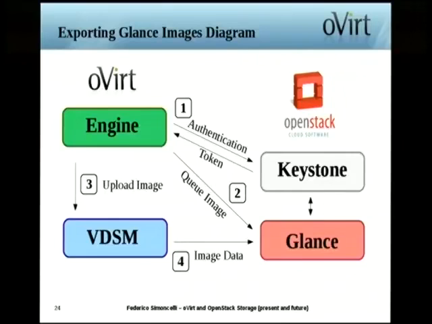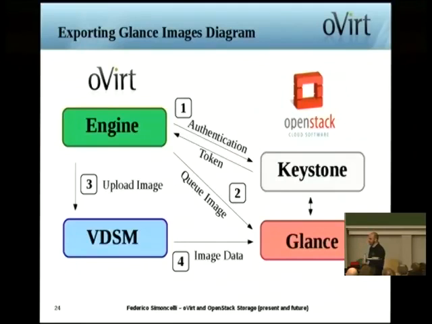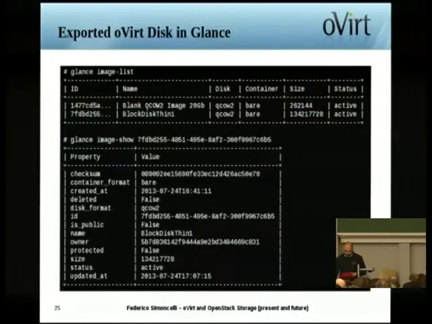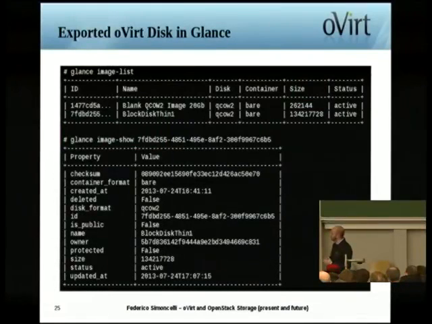Engine will go to Keystone, and it will queue the image, as I mentioned before. Basically, we prepare all the metadata about the image in Glance, but the real upload is done by VDSM. In fact, the engine sends an upload image request to VDSM that then streams the data from the volume that we have in our shared storage into Glance. In Glance, this will look like a regular image. Some of the metadata is maintained, like the name, for example.